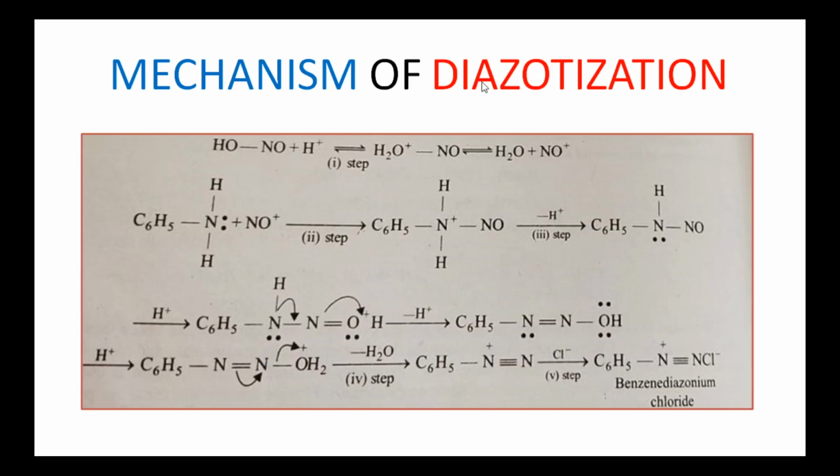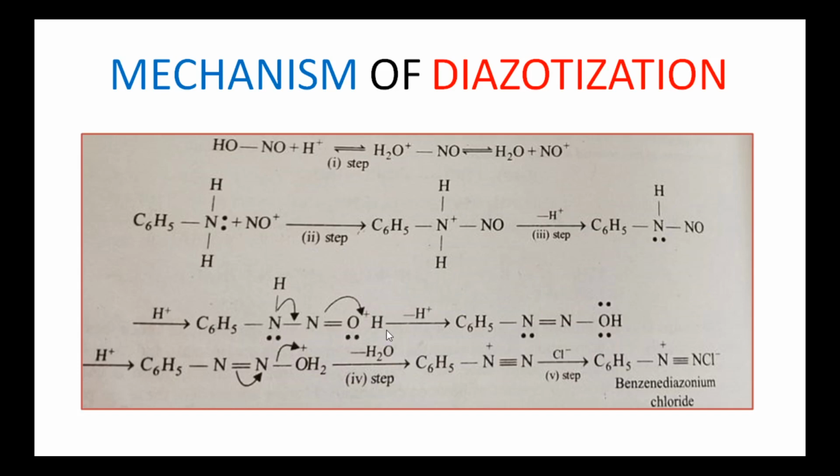The mechanism of the diazotization reaction. In the first step, the nitrous acid reacts with acid HCl, liberating nitrosonium ions, NO+. These nitrosonium ions react with aniline in the second step, forming N-nitrosoanilinium ion, which loses H plus ions. From here, H plus ions are eliminated, and then we get N-nitrosoaniline.